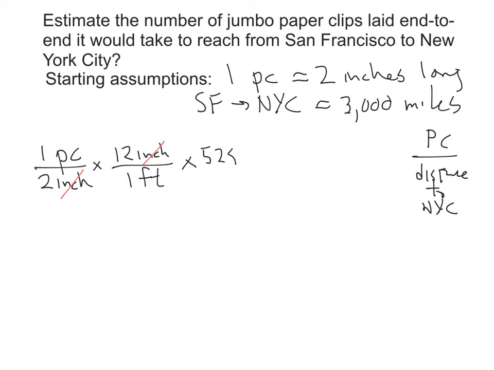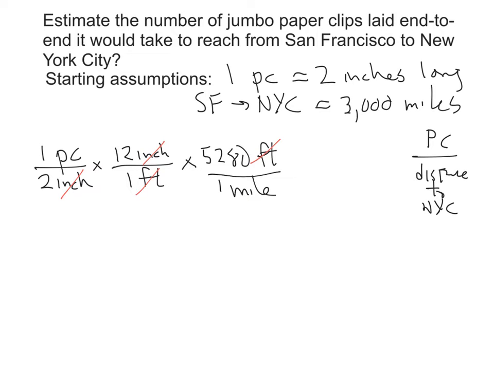5,280 feet per 1 mile. Now, of course, the feet cancel, and we are now in paper clips per mile. And if you multiplied all this out and divided by 2, you'd wind up getting an approximate number for paper clips per mile. But we don't need to do this until we're done, and then we'll sort out the answer.